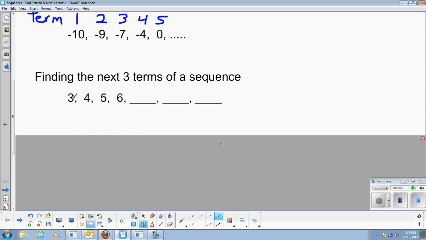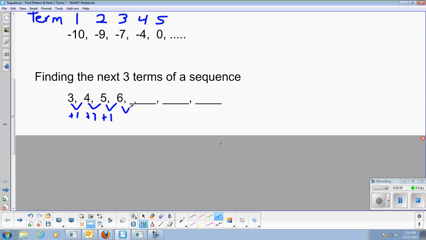If you look from 3 to 4, how do we get from 3 to 4? Well, I add 1. How do I get from 4 to 5? I also add 1. How do I get from 5 to 6? I add 1. It looks like I have a nice pattern here of adding 1.